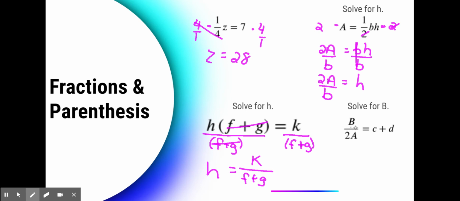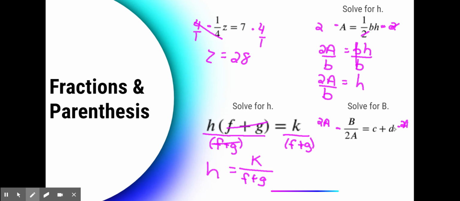Okay, what about this one? B over 2A equals C plus D. So I'm solving for capital B. So this is capital B divided by 2A. So what's my inverse operation? I'm going to multiply by 2A. So I'm going to multiply that side by 2A and the right side by 2A.